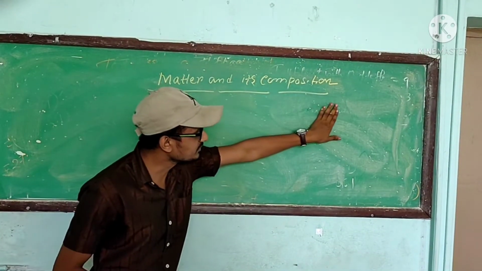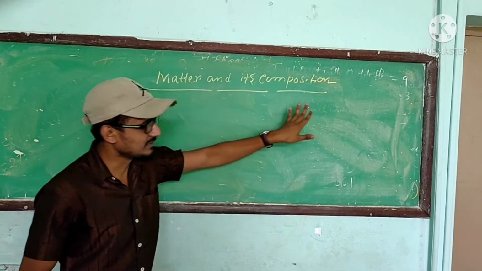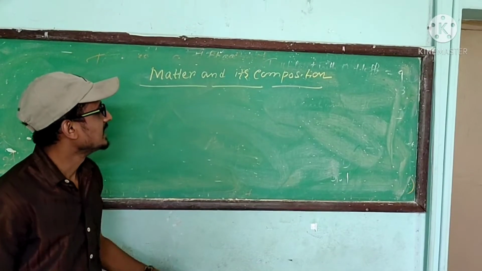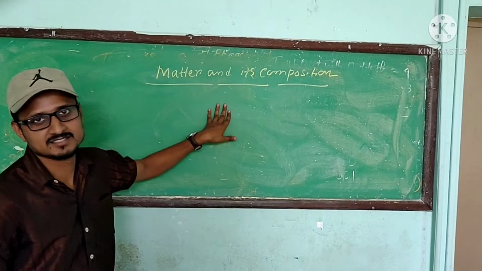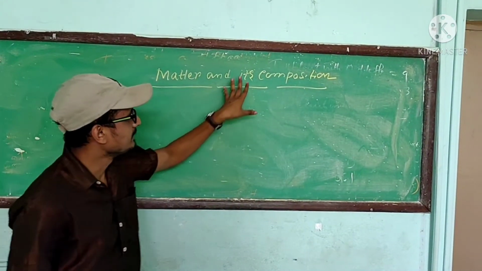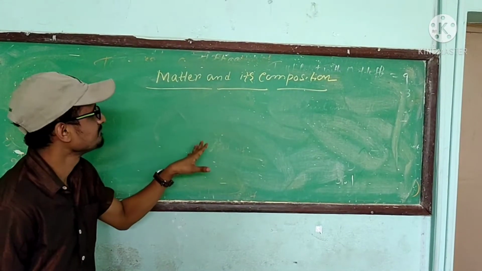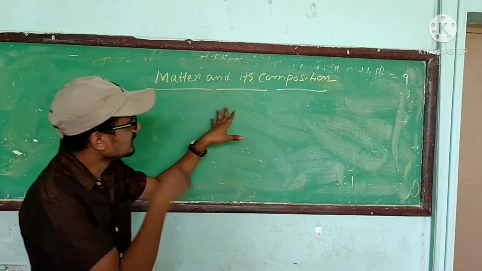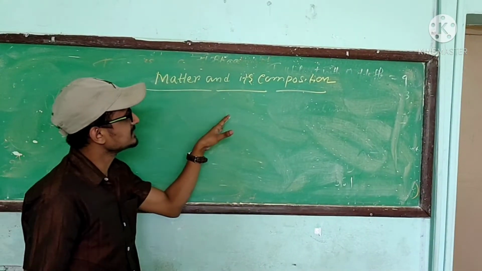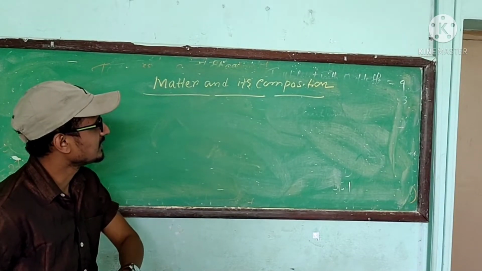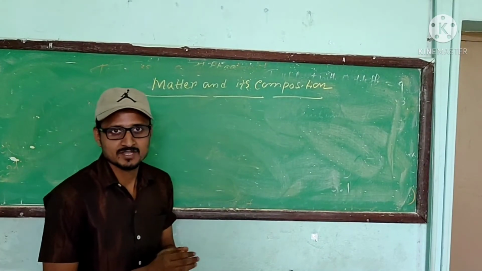Now today we will continue with that chapter also. Last year we discussed what is solid, what is liquid, and what is gas. I told you that matter can exist in three states: solid, liquid, and gas, and I already told you the examples of matter. Now we have to know how matter is composed.